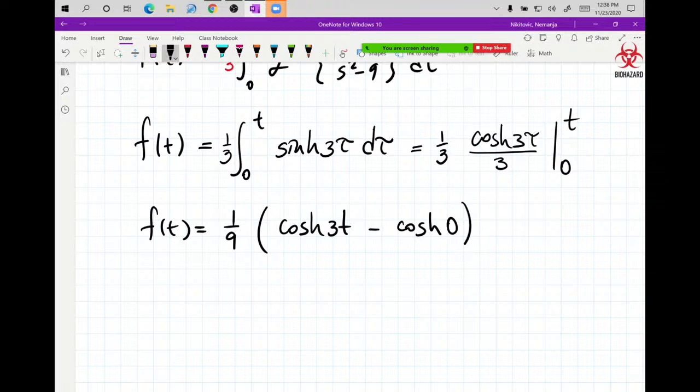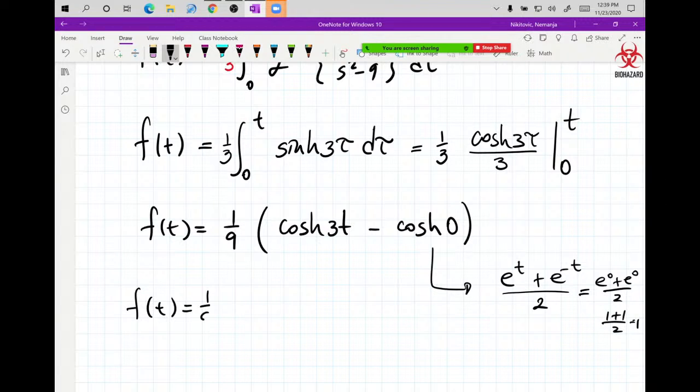Now you might say, what's cosine hyperbolic of 0? It's 1. Now you might say, well, how do you know that? Crystal ball or something? Well, no, cosine hyperbolic of 0 is 1 because of the definition. Cosine hyperbolic is e to the t plus e to the minus t over 2. So what you have is e to the 0 plus e to the 0 over 2. That's 1 plus 1 over 2, which is 1. Right. So the f of t is 1 over 9 times cosine hyperbolic 3t minus 1. And there it is.